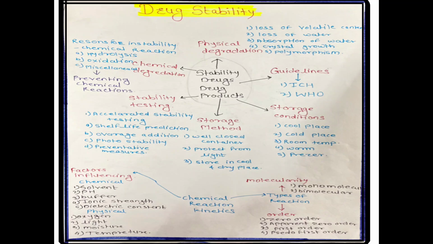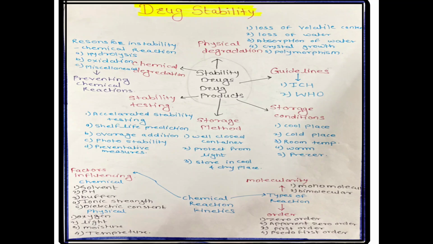Storage conditions: cold place, that is 2 to 8 degrees Celsius. Cool place, that is 8 to 15 degrees Celsius. Room temperature, 25 degrees Celsius. These temperatures are mentioned in different pharmacopoeias. Storage method: keep the container well closed, protect from light, store in a cool and dry place.